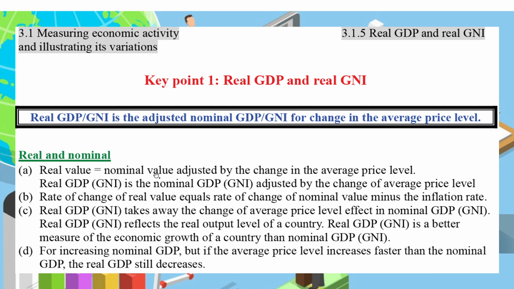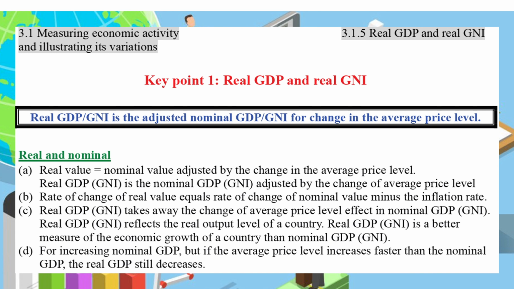The face value. So when we talk about real value, we want to adjust the nominal value by the average price level. If the average price level increases, the real value will be smaller than the nominal value, okay? For example, we have real GDP, which is the nominal GDP adjusted by the change of average price level. So if we divide all this by the time, we find out the rate of change of a real value equals the rate of change of the nominal value minus the rate of change of the average price level. And what's that? Inflation rate.